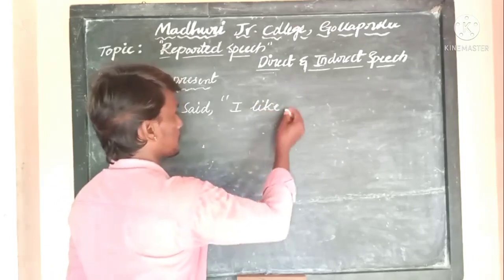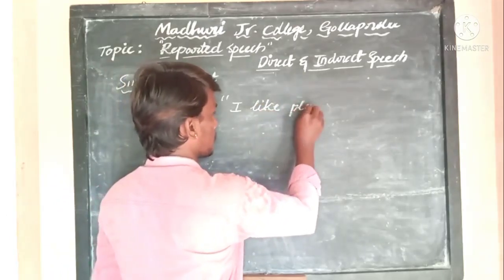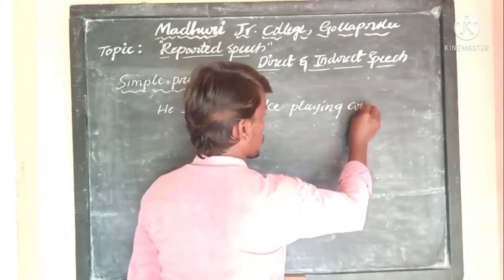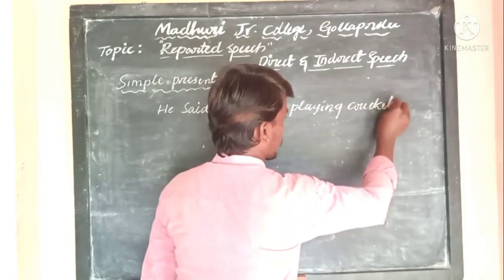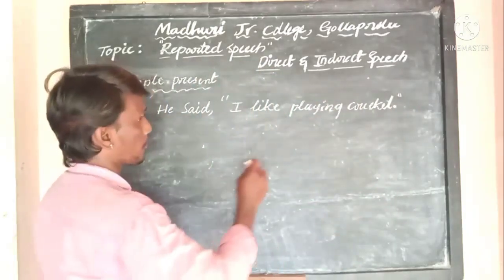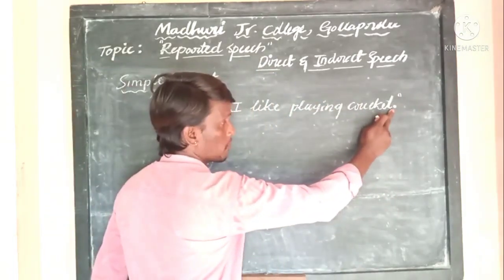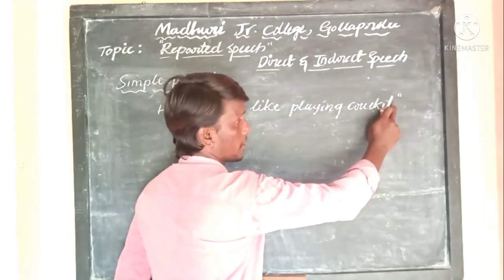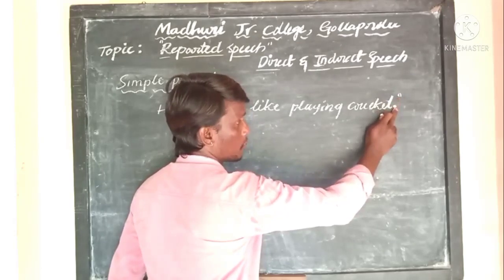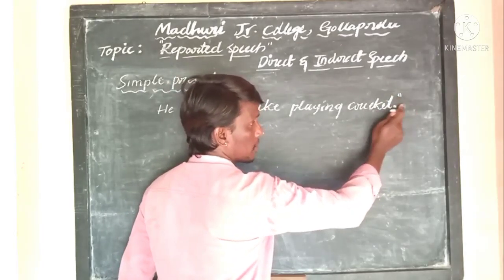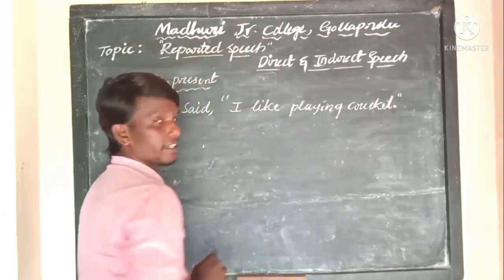I like playing cricket. Full stop and close inverted commas. And you know, this full stop, the punctuation, should be included in the inverted commas. This full stop should not be put outside of the inverted commas. It should be kept inside the inverted commas.